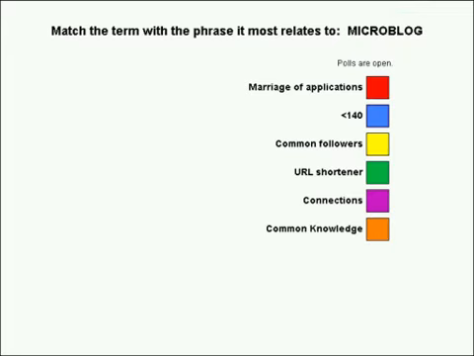Match the term with the phrase it most relates to: microblog. Is microblog a marriage of applications, less than 140, common followers, a URL shortener, connections, or common knowledge? Okay, you can show those results, I think. Yes, most of you are right. It is less than 140 characters. So microblog is usually referring to short text updates.